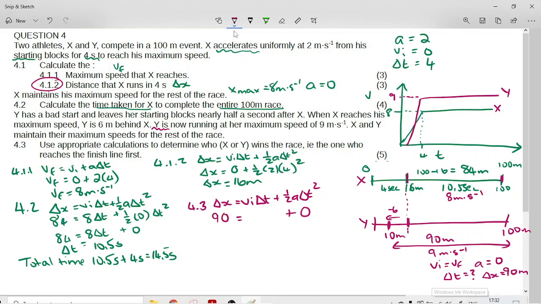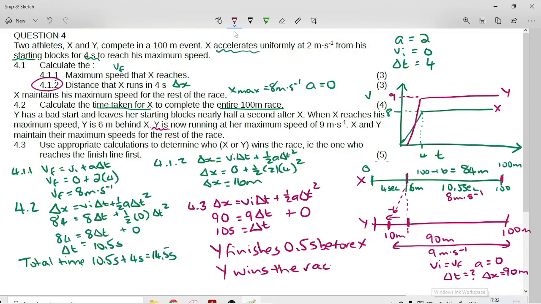My delta X is 90. My VI is 9. And we are looking for the delta T. So here we go. Delta T is going to be equal to 10 seconds. So in 10 seconds, Y will have reached the finish line. But at that same moment in time, X was taking 10.5 seconds. So Y will finish a half a second before X, and Y wins the race.